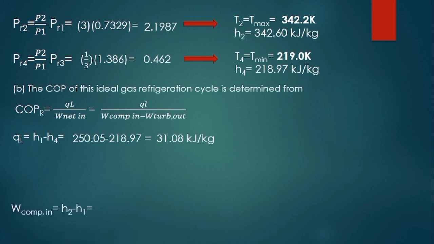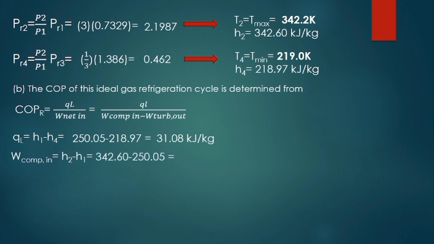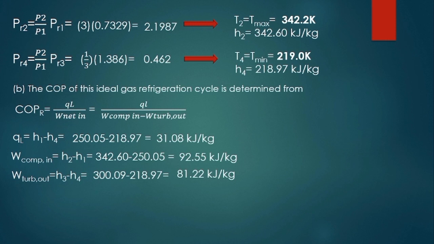Then after that, we're going to look for the work compressor in. So the equation for that is enthalpy 2 minus enthalpy 1. So we're going to solve it. Our work compressor in is 342.60 minus 250.05. To calculate it, we have 92.55 kilojoule per kilogram. Then after that, we're going to find the work turbine out, where the equation is enthalpy 3 minus enthalpy 4. So 300.19 minus 218.97 kilojoule per kilogram, we have 81.22 kilojoule per kilogram.